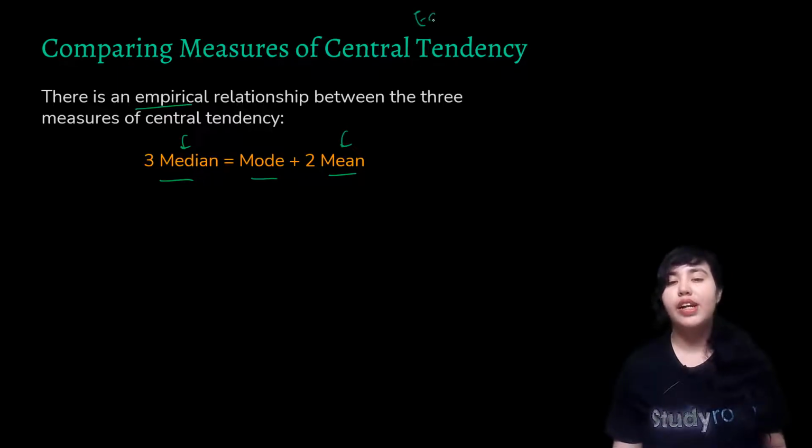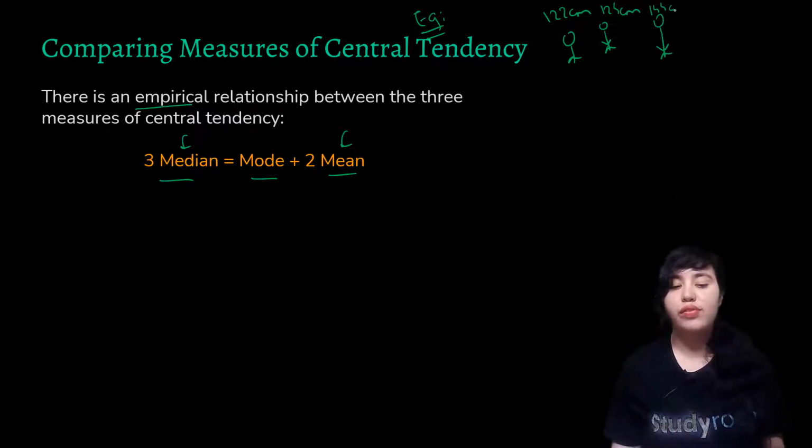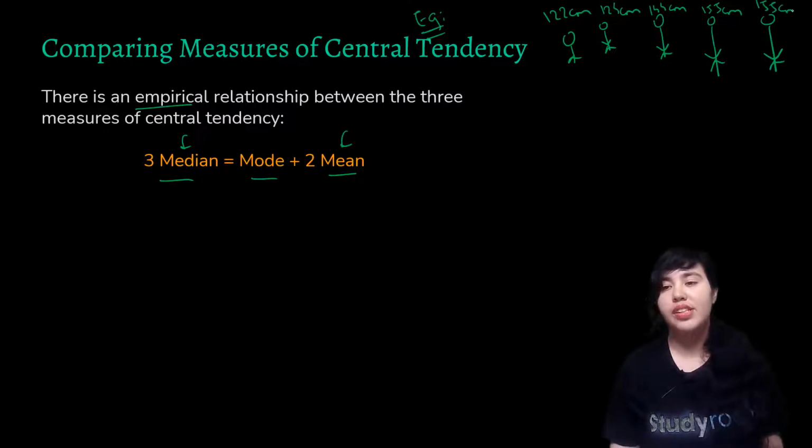Let me provide you data of the heights of 5 persons. Let's say the heights of those 5 persons are: a person with height 122 centimeters, and a slightly taller person with height 124 centimeters, then 144 centimeters, 155 centimeters, and the other person is of the same height, 155 centimeters. So these are your 5 observations: 122, 124, 144, 155, 155. All of them are the heights of 5 persons in centimeters.